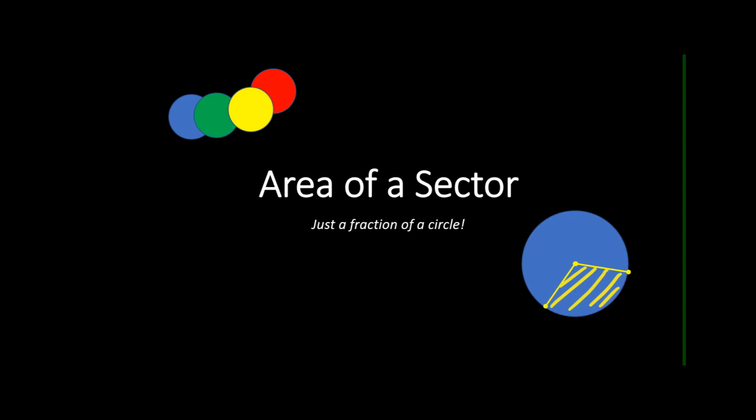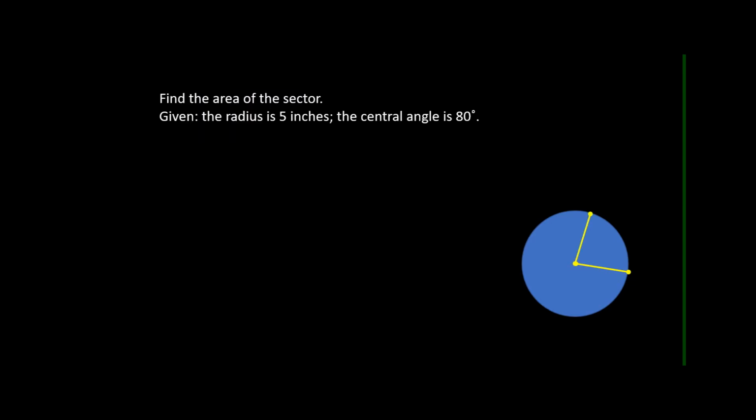I'm going to take you through 5 problems, all calculating either the area of a sector or something about the area of a sector. So let's see if I can go to the first one. Number 1. Find the area of the sector given that this is 5 inches, 5-inch radius, and the central angle is 80 degrees.